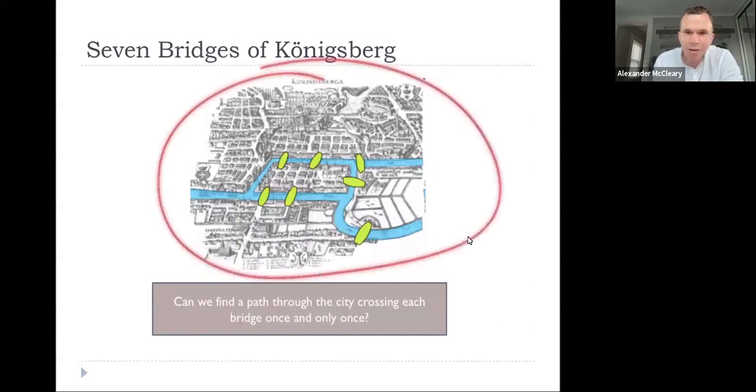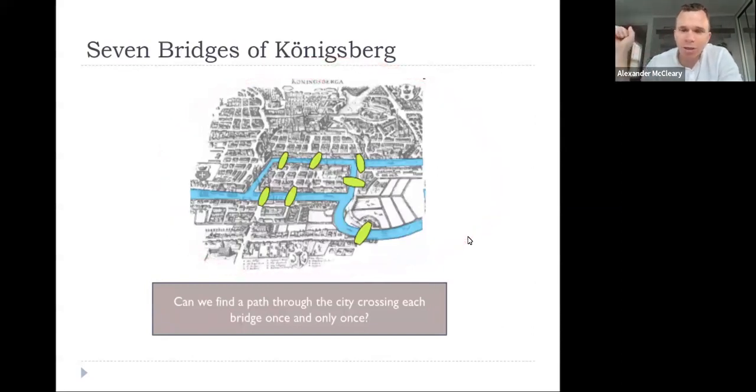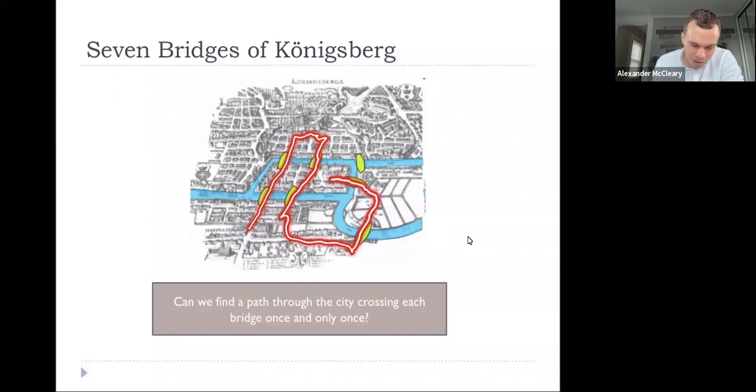This here is a historical depiction of the city of Königsberg in what is now Russia. Actually, the city is now called Kaliningrad, Russia. And in the city, there were these 7 bridges here. The challenge was this: can you construct a path that goes through the city and crosses each bridge once and only once? So you see here, we ran into a dead end. We can't finish it.